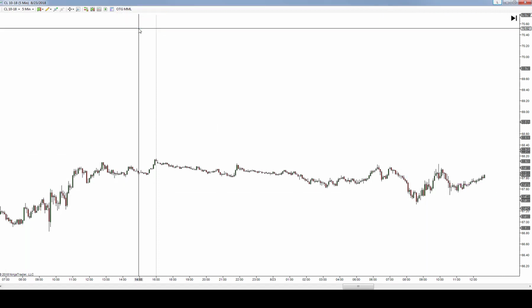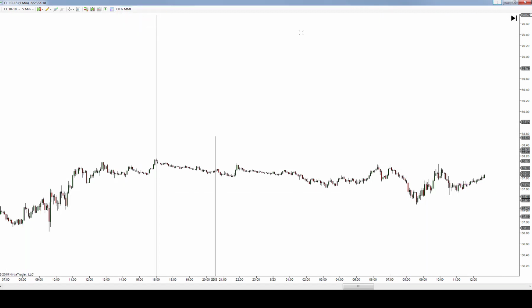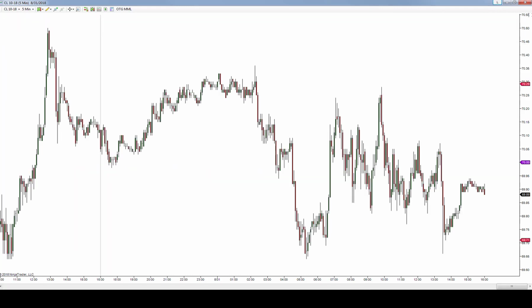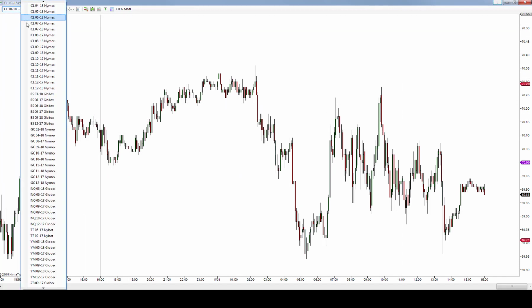So again, if you're past these extensions, and you know what I'm talking about, when you get a move that is one of those moves that is exaggerated, you're going to need to find some support and resistance above and below you, and that's how you would look at those levels. Let's take a look at another chart really quickly.